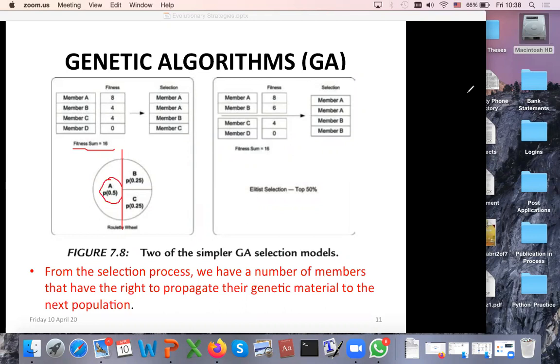So is this clear? Or do you want to ask something regarding the roulette wheel?